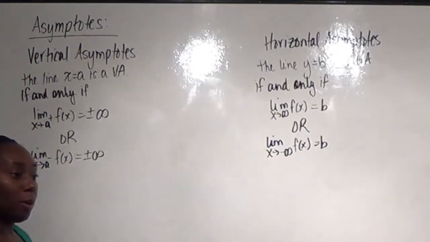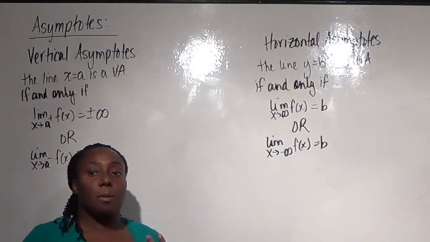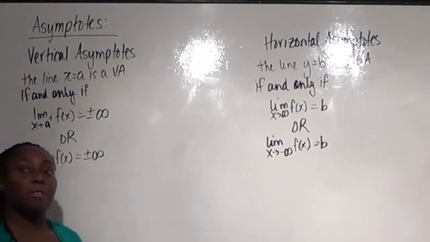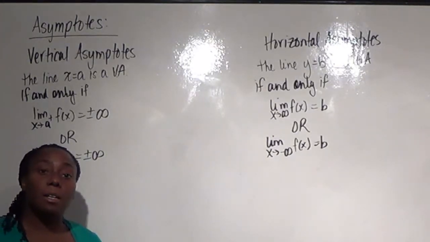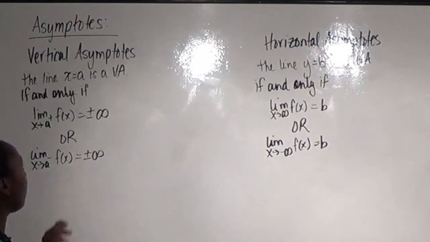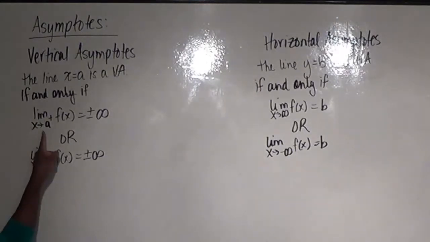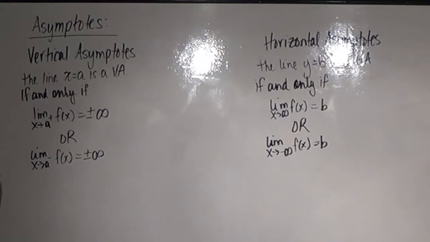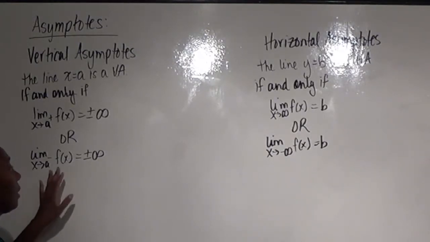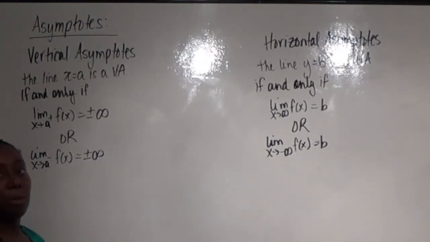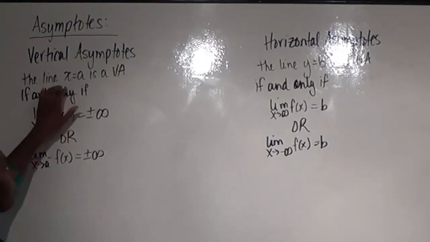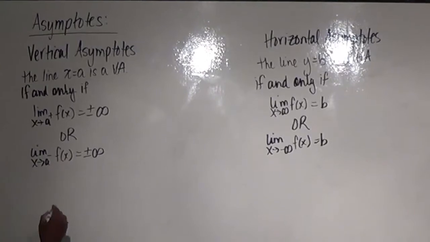As you remember from your pre-calc class, vertical asymptotes are any place our function is basically undefined. In terms of the limit, the line x equals a is considered a vertical asymptote if and only if the limit as x goes to a from the right is positive or negative infinity, or the limit from the left of a is positive or negative infinity. One of those two conditions must hold in order for x equals a to be a vertical asymptote.